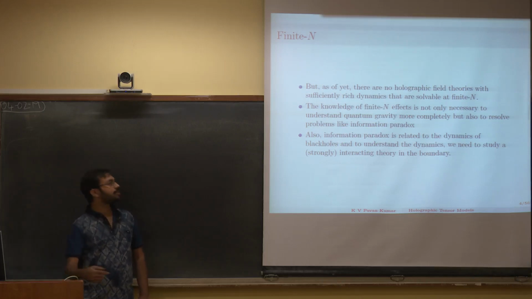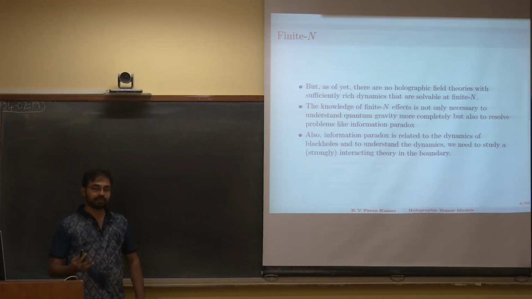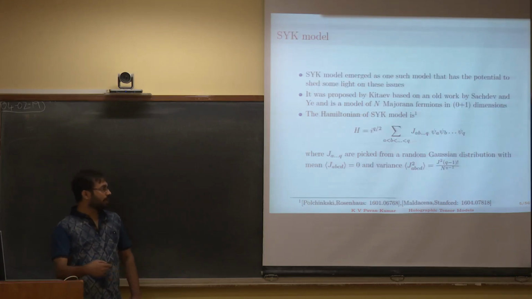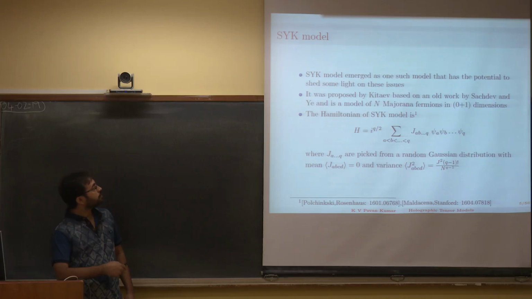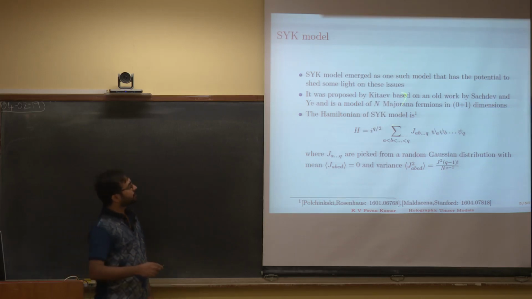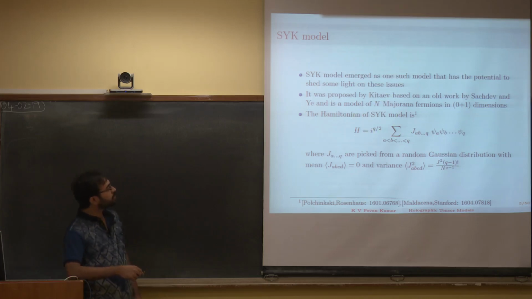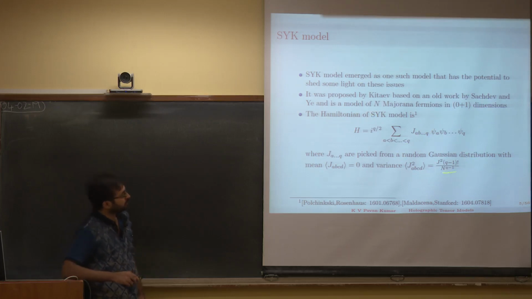The information paradox is related to the dynamics of black holes, and to understand at least some aspect of the dynamics, we need to study an interacting theory in the bulk. The SYK model emerged as one such model which can give some insights about these issues. It was proposed by Kitaev based on an old work of Sachdev and Ye. It is a quantum mechanical model with N Majorana fermions. The Hamiltonian is simply given by this. Here, this i^(q/2) is needed because it's a q-interacting system, and it is required if you want to make H Hermitian. These J's are picked from a random Gaussian distribution with mean 0 and this variance. This variance is needed so as to have a good large N limit.